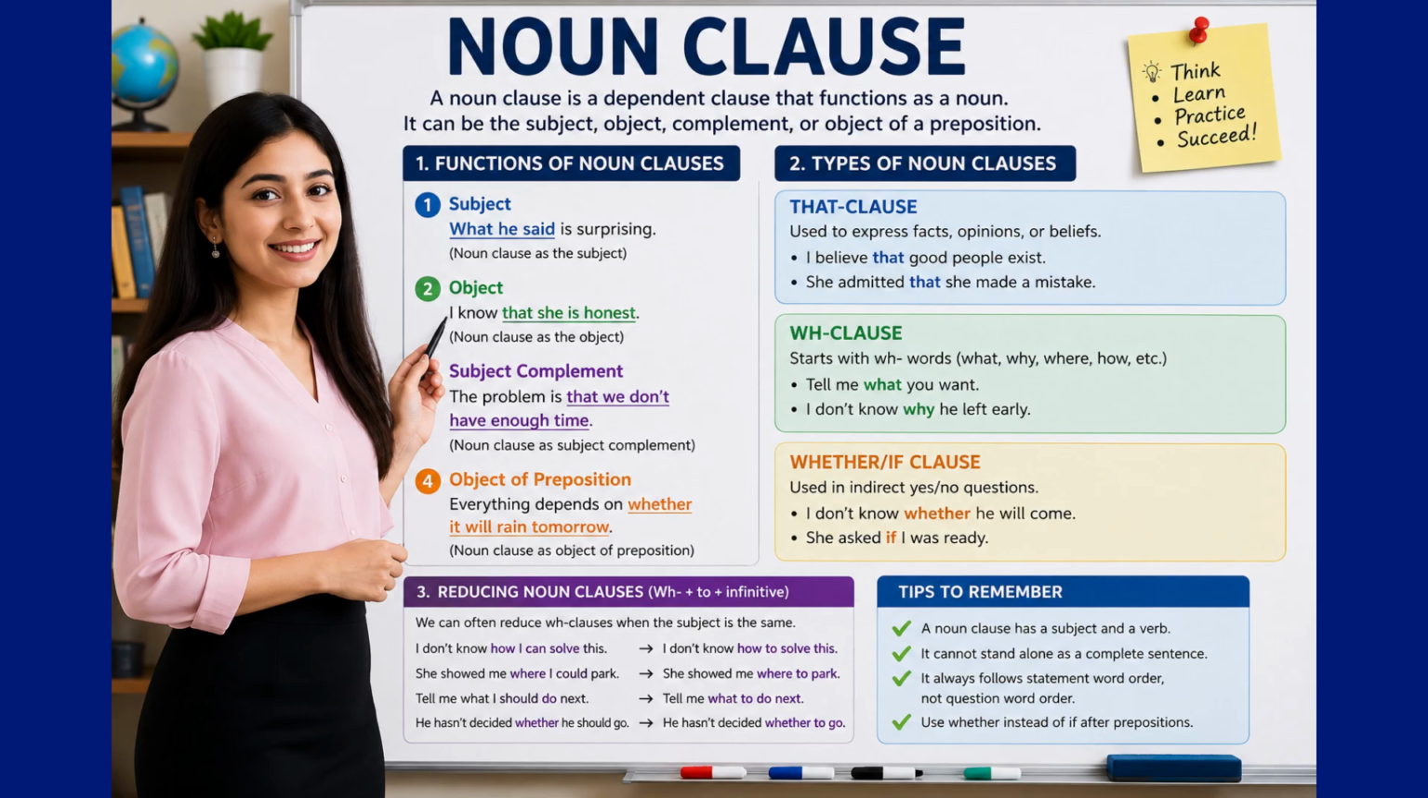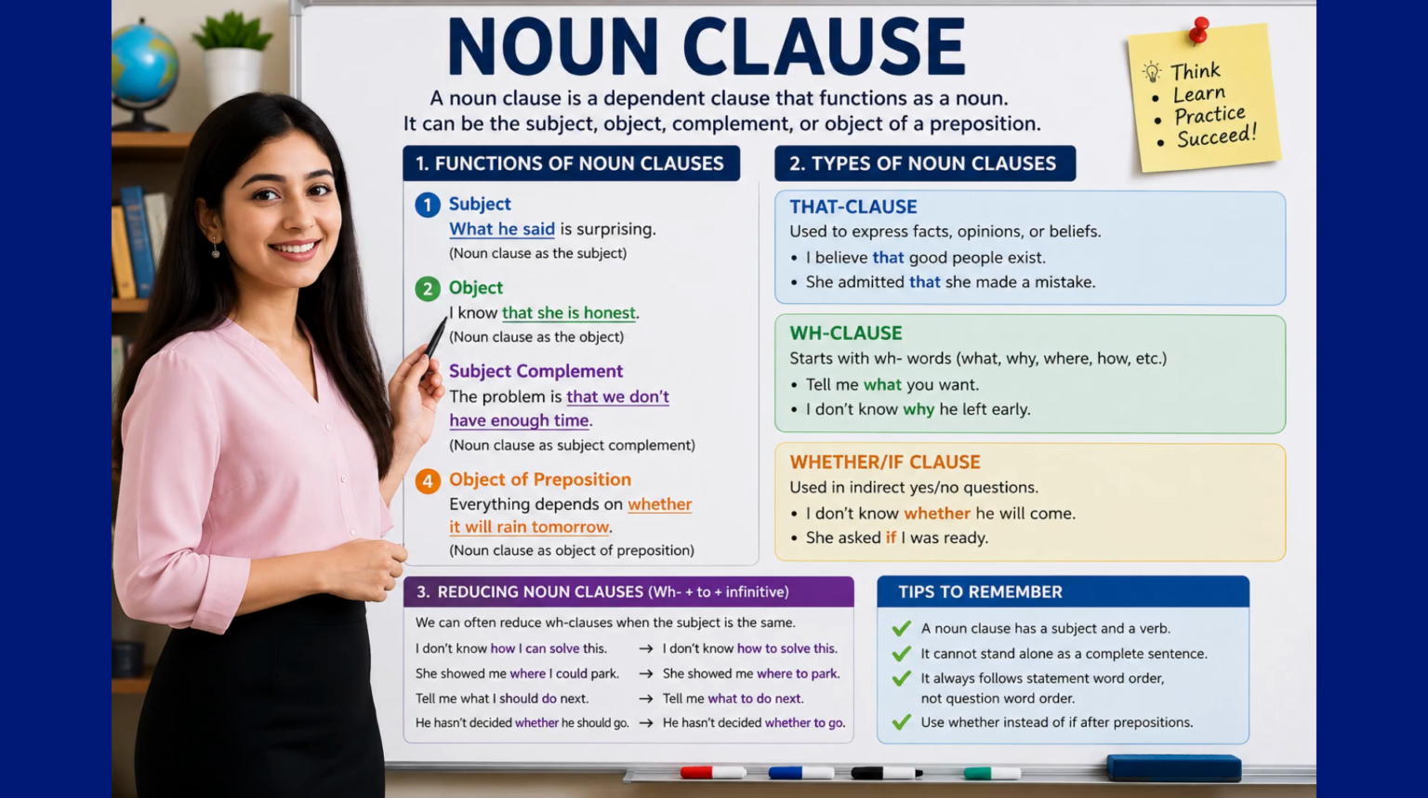Consider this sentence. "I don't know how I should solve this problem." Because the subject of the noun clause refers to the same person as the subject of the main clause, we can simplify the sentence. "I don't know how to solve this problem." The meaning remains almost identical, but the second sentence is shorter and sounds more natural.